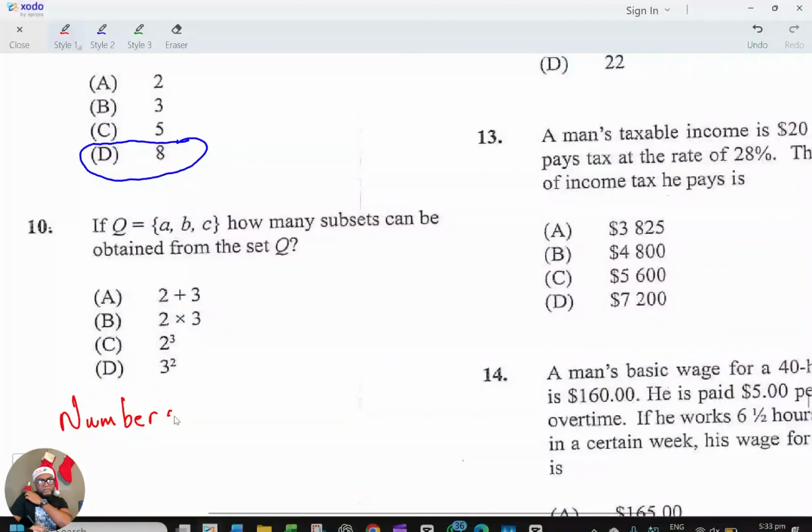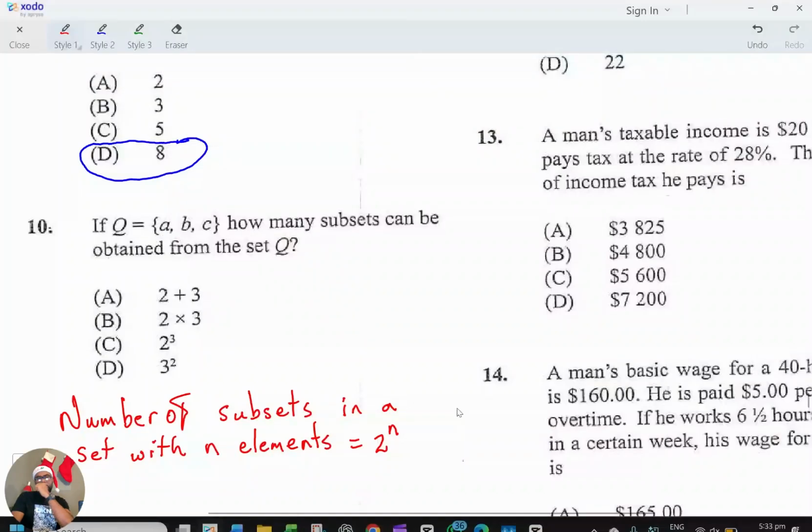Number of subsets in a set with n elements would be equal to 2 to the power of n. All right? 2 to the power of n.